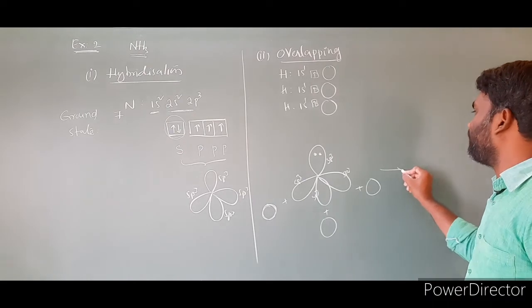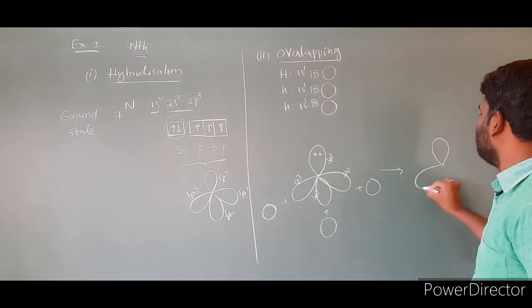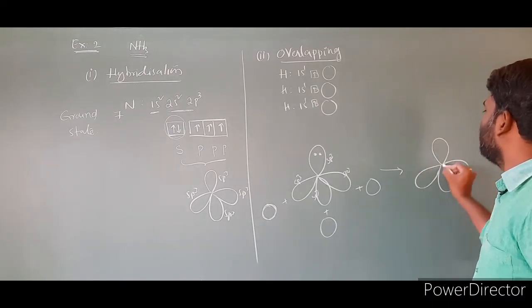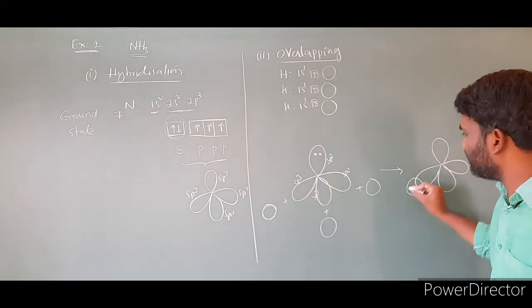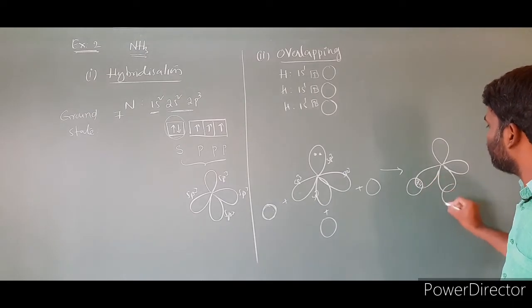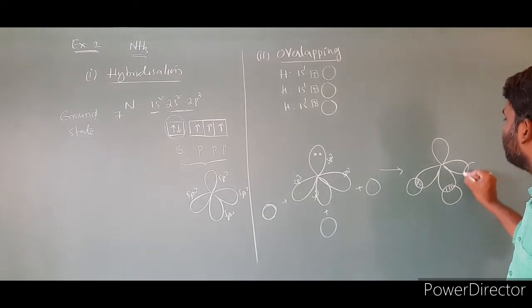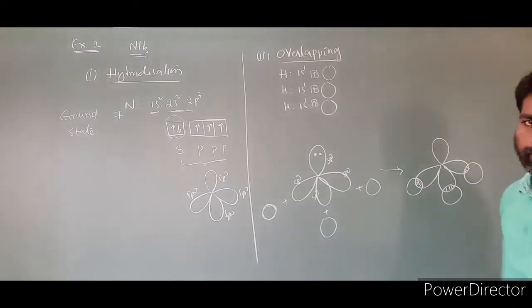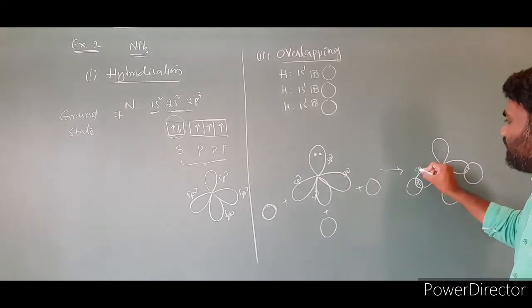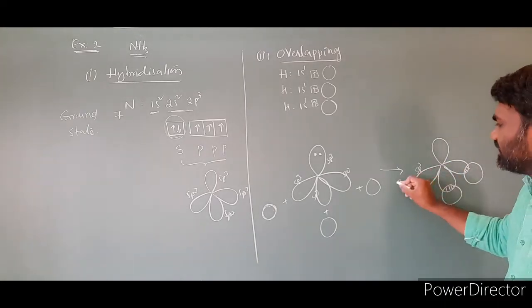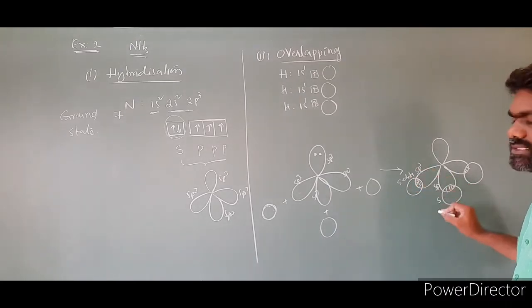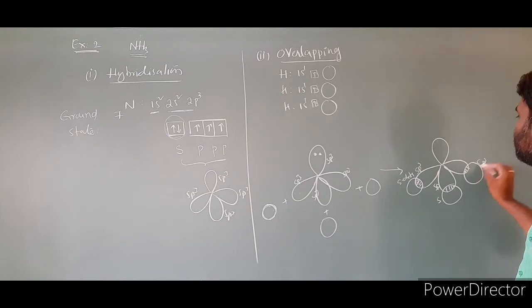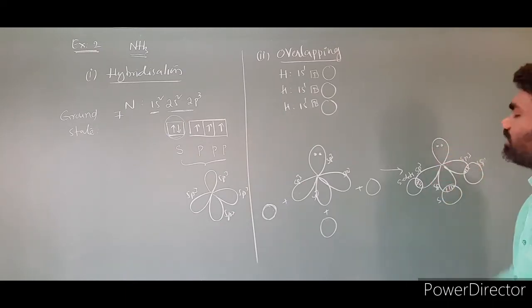Now coming to the bond formation. Right? So this is overlapping. These two will partially merge, so here is one bond. These two will partially merge, here is one bond. These two will partially merge, here is one bond. This is an sp3 hybridized orbital of nitrogen, this is the s orbital. This is sp3, this is s, this is sp3, this is s. Here the lone pair of electrons is present.